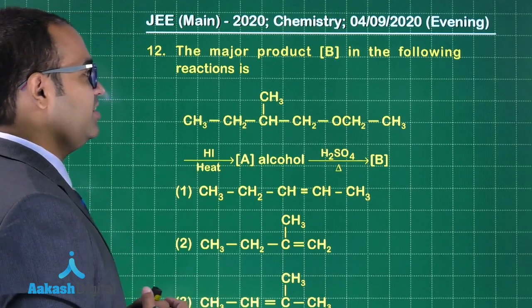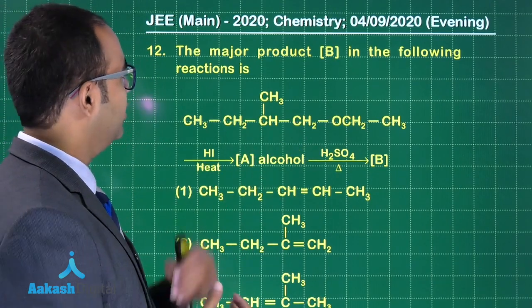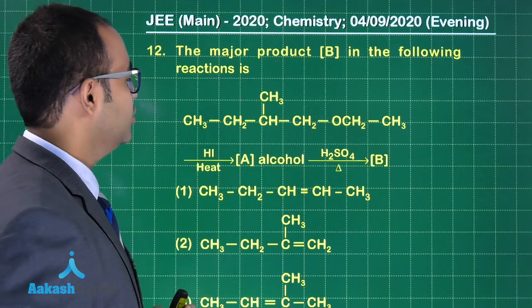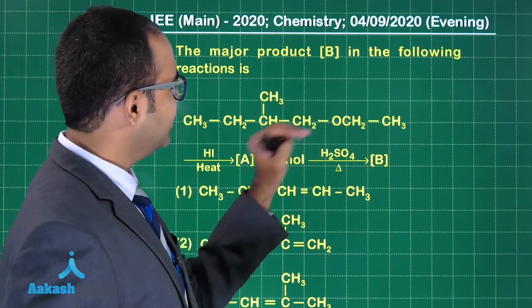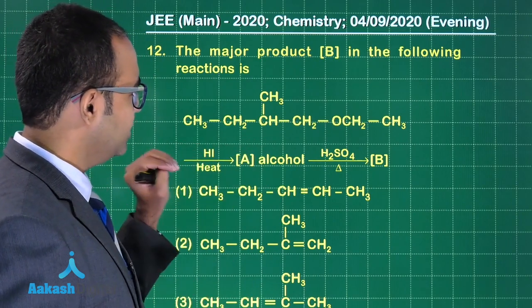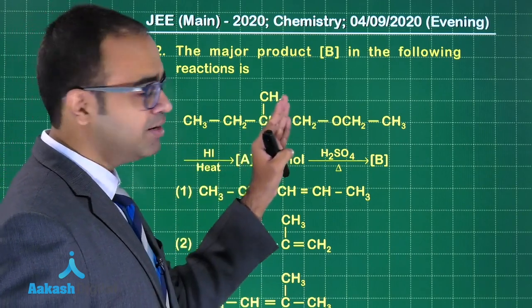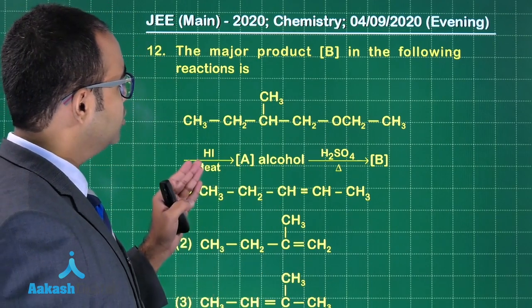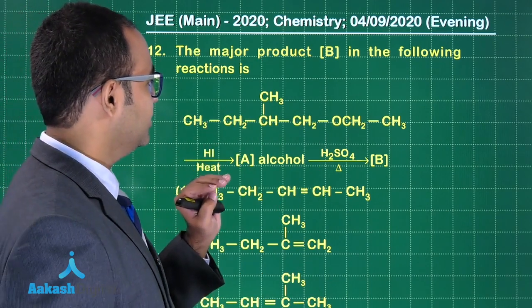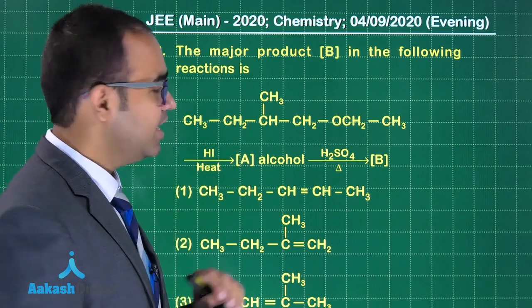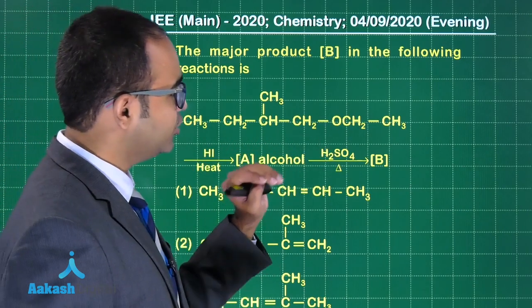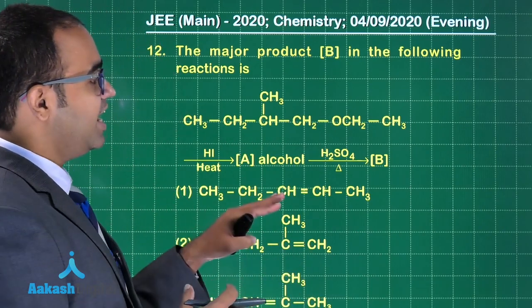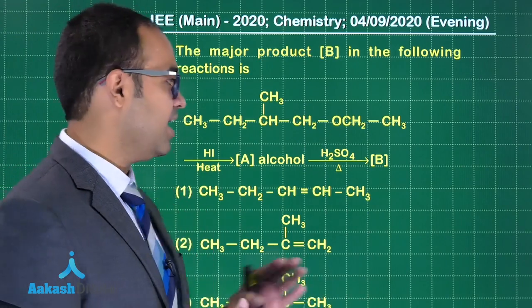Question from organic chemistry. Okay, we have ethers, we have alcohol. The major product B in the following reaction is. So what you have is, you have an ether given. To ether you are adding HI. So what will take place? The ether bond will break. So as you are adding HI to this, you will get an alcohol. Alcohol will react with H2SO4 and it will undergo dehydration. As it undergoes dehydration, it will give you an alkene.